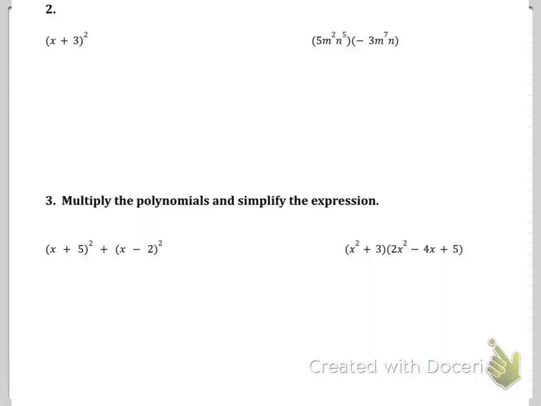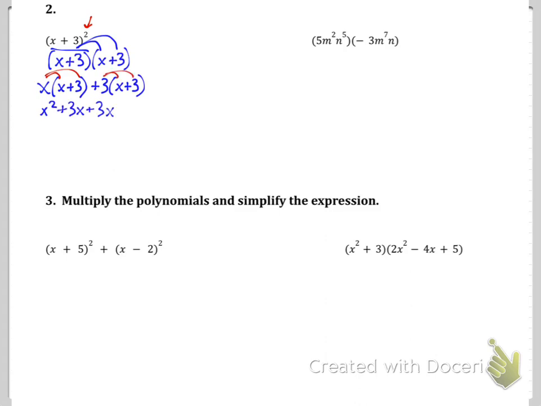For the next problem, it's very, very important. When you see a squared, you need to write that out. Otherwise, you will forget and try to distribute it, and it will not work. So you need to write out x plus 3 times x plus 3. When you distribute that, we get x times x plus 3 times x plus 3. And you get x squared plus 3x plus 9. Combine the like terms in the middle, and you get x squared plus 6x plus 9.